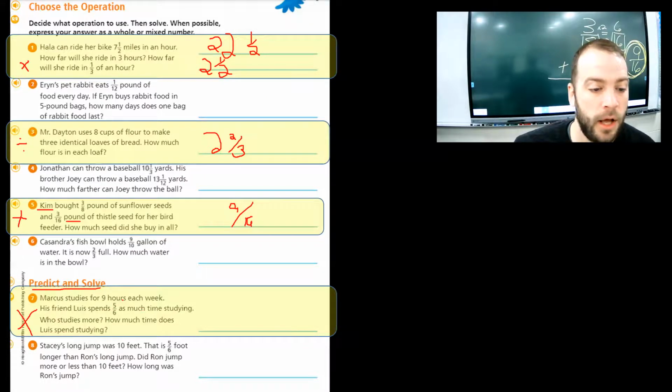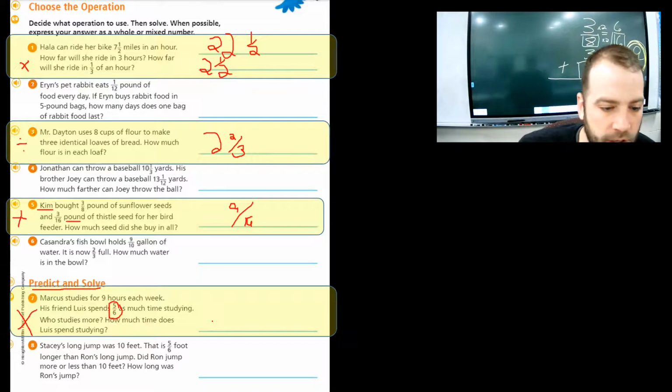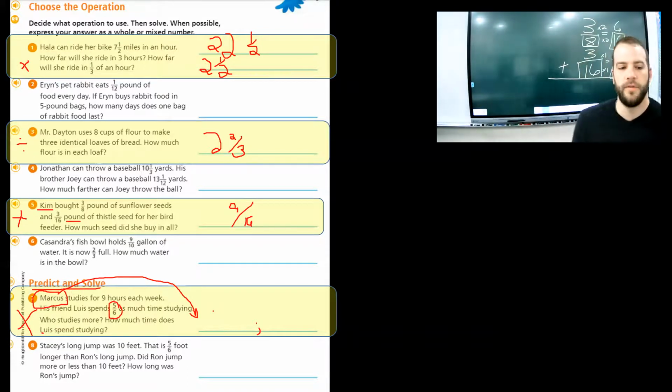So, first of all, if Lewis is like, ooh, I'm 5/6 of 9, is that more or less than 9? 5/6 is only a fraction of 9. So Marcus spends more time. So maybe you should, without your mouse, write Marcus there. And then the next part, we got to figure out how long Lewis spends. So 5/6 of 9.